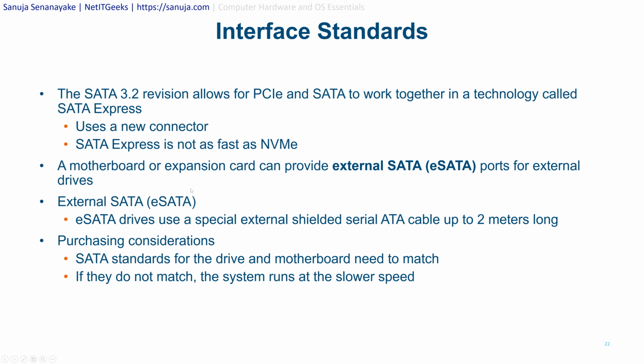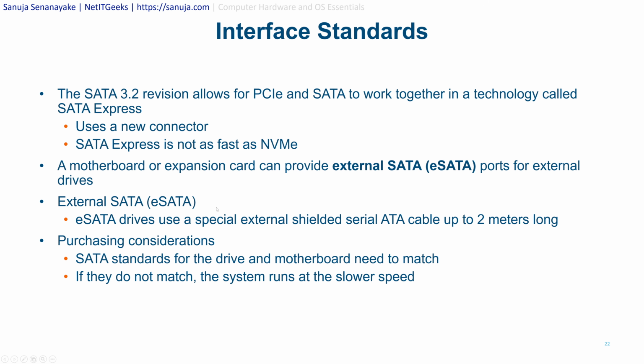A motherboard or expansion card can provide external SATA, also known as eSATA ports, for external drives as well. In that case, you will insert a card that will go into one of your expansion ports, and on the back of your computer you will have a SATA output where you can connect an external SATA connection. External SATA, also known as eSATA, drives use a special external shielded serial ATA cable, or SATA cable, up to 2 meters long. So eSATA cables up to 2 meters long can be used to connect external eSATA drives.